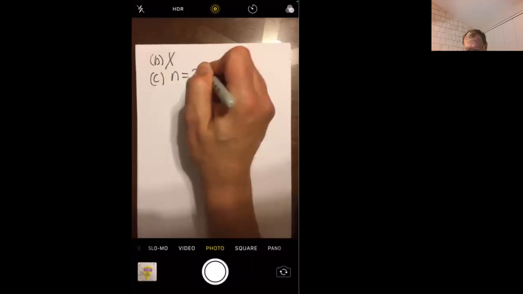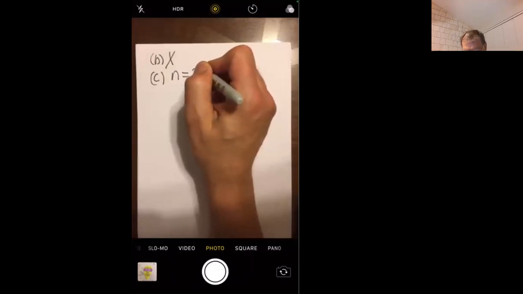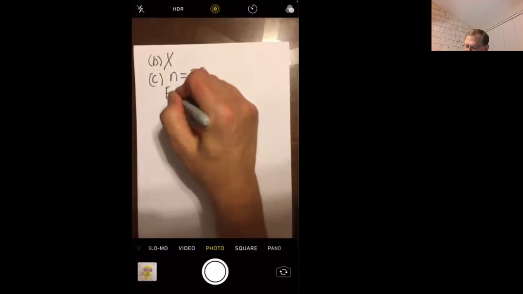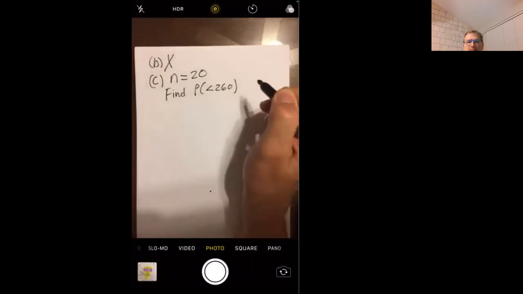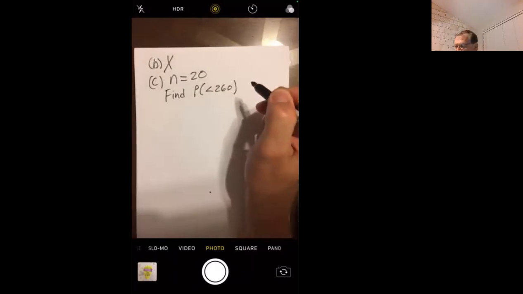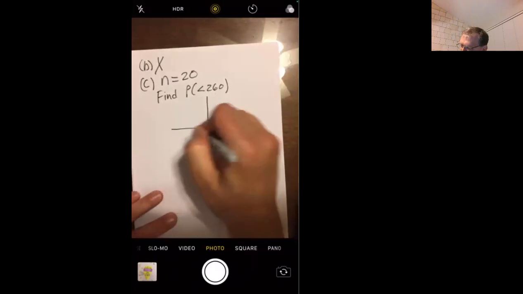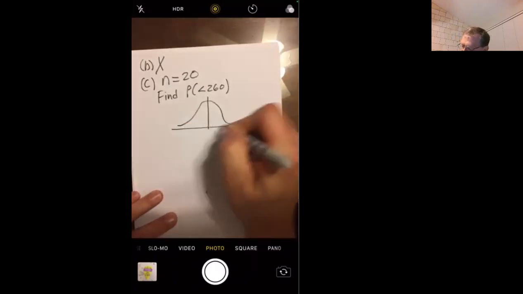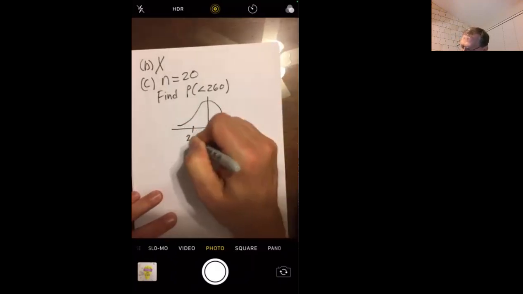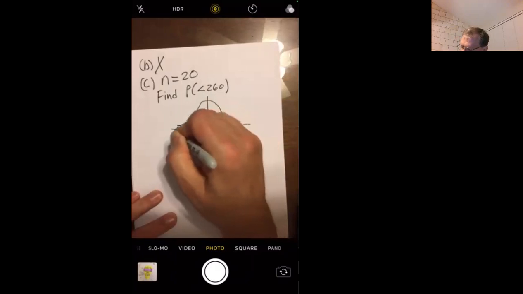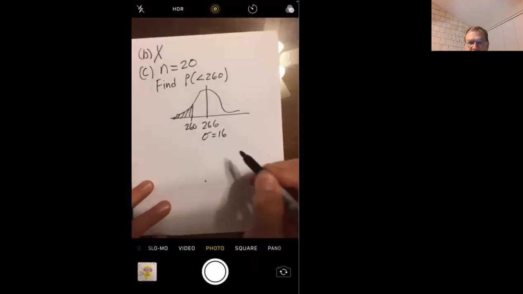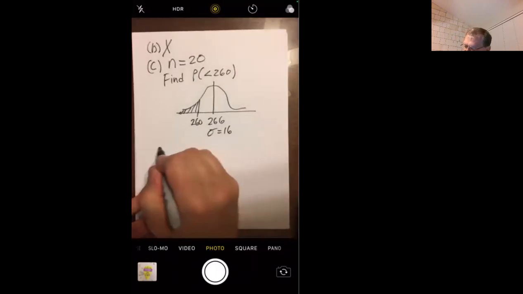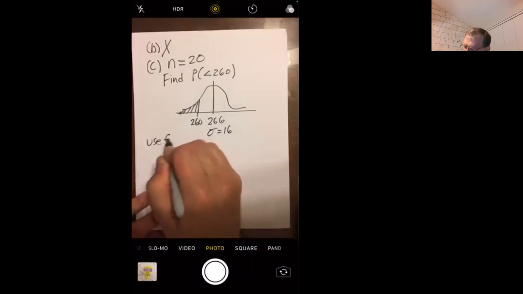Now they tell us we have a sample of 20. Then they ask the same question: find the probability that you're less than 260. Okay, this is going to picture the same way. 266, 260. Standard deviation is 16. But here's the difference: we're going to use formula 2.